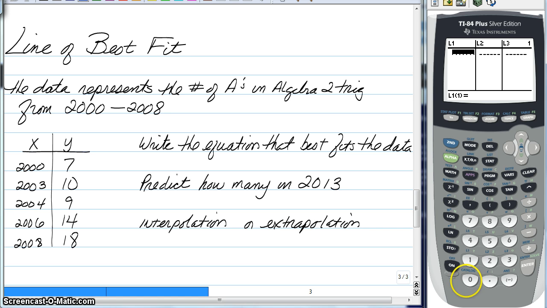So we would just enter our X column into L1. So that's 0, 3, 4, 6, and 8. Scroll over to the right and enter your 7, 10, 9, 14, and 18.